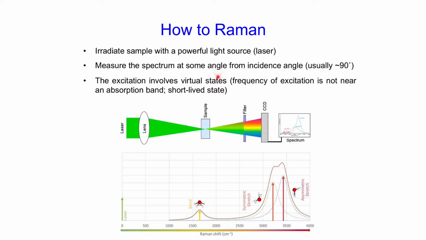Okay, so this spectroscopy involves what we call virtual states. Okay, and so that is again distinct from our IR spectroscopy. We'll talk about those virtual states more in a minute, but for now, just know that when you collect a Raman spectrum, you're getting information about the vibrational transitions in your molecule, similar to how you get in your IR spectroscopy.